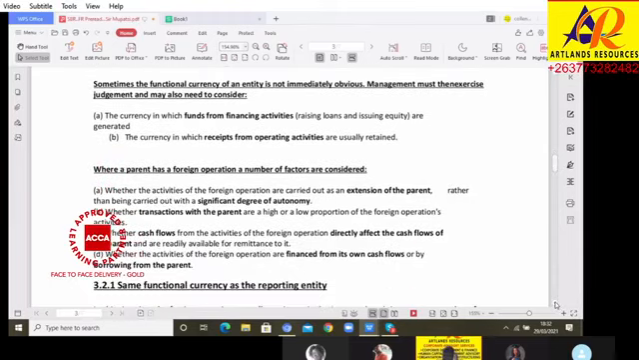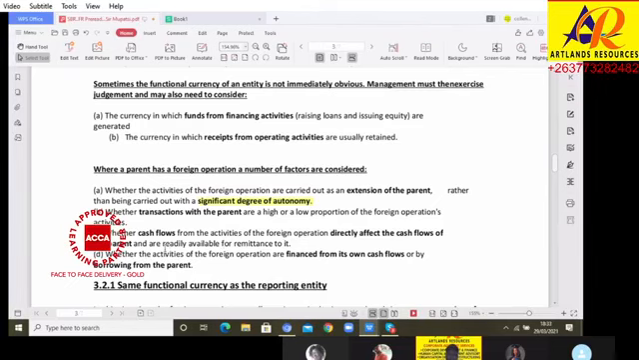If again this is not enough, you need to consider whether the activities of the foreign operation are carried out as an extension of the parent rather than being carried out with a significant degree of autonomy. Like when I said Botswana operation, I asked them to do a lot of things so that they don't have any autonomy. So if they don't have any autonomy, they are merely an extension of the parent. You also look at whether the transactions with the parent are a high or low proportion of the foreign operation's work, and whether cash flows from operating activities of the operation directly affect the cash flows of the parent.